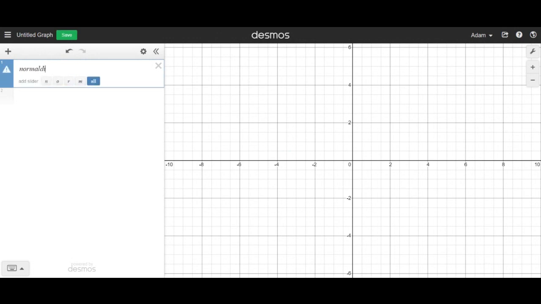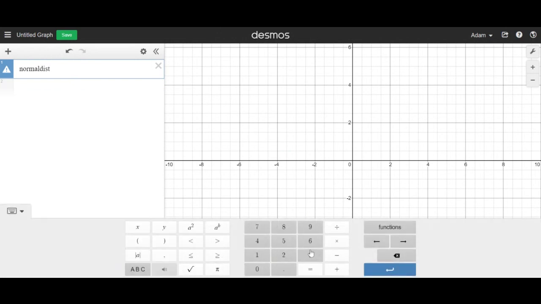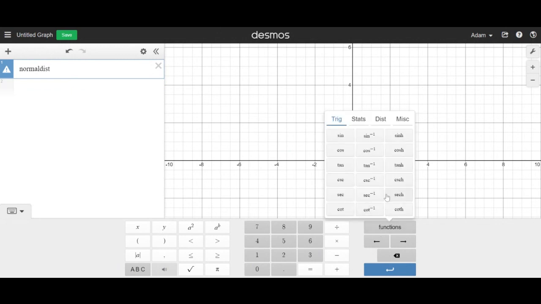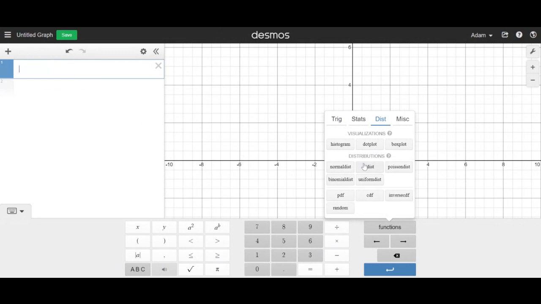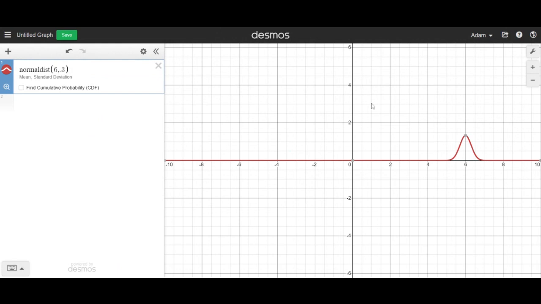Normal DIST. Again, you can type it in like that. You can also find it by clicking on the keyboard, going to functions, pressing up to DIST, and going here, normal dist. You can do that, and it will give you this as well. In fact, let me just do that here. But now the question is, well, what mean and standard deviation? Let me stick with the one that we just looked at. So 6, 0.3. Okay, that's what we're looking at.